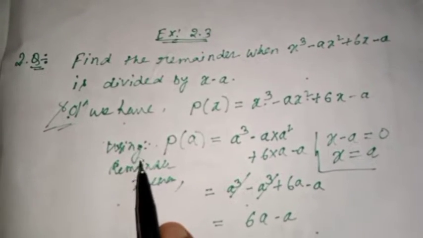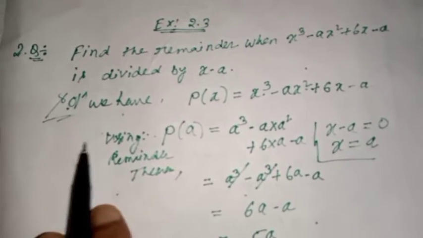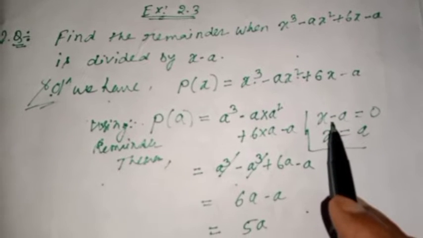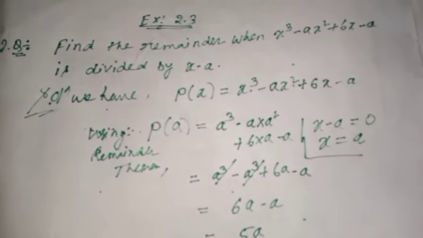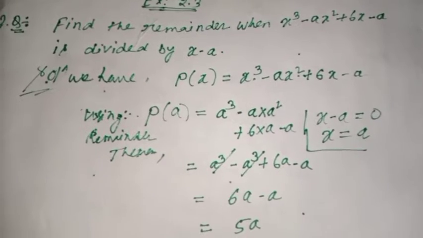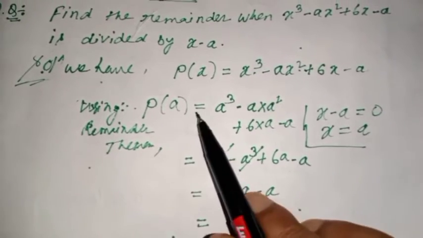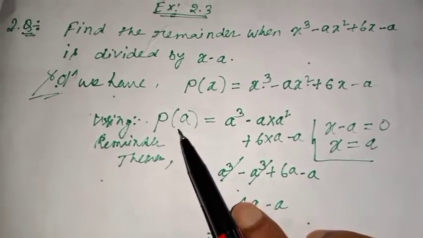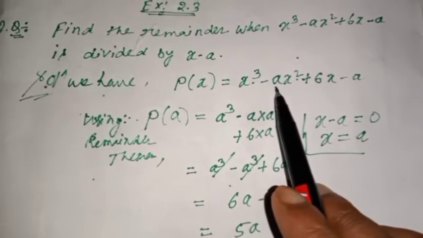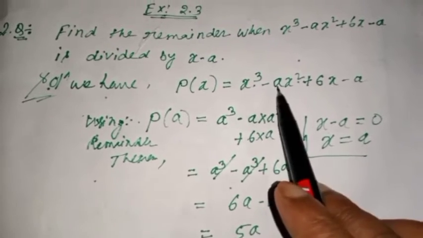When you write using remainder theorem, write this one in one sentence. I hope you understood. Then find the value of x: x minus a is equal to 0, x equals a, then replace x by a. That means you have to write p(a). Then in the place of x, what do you have to write? a cube. Now what is there? ax square. See, already a you have, so this a you have to write as a.